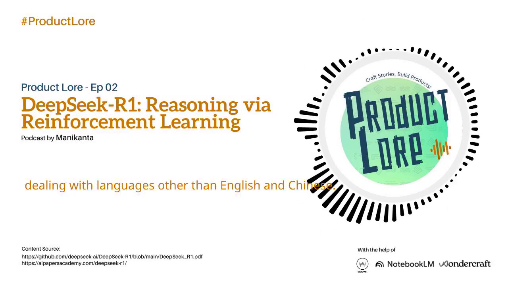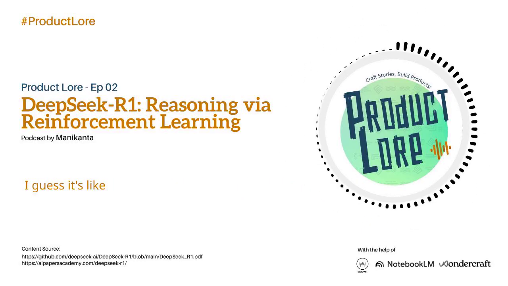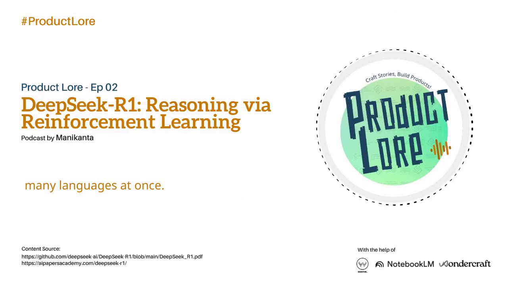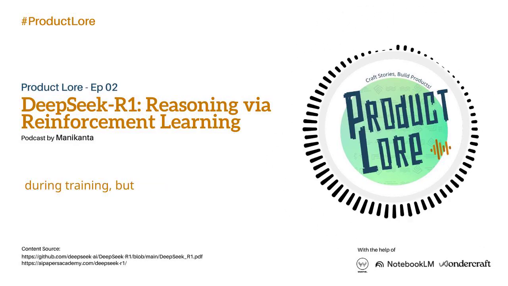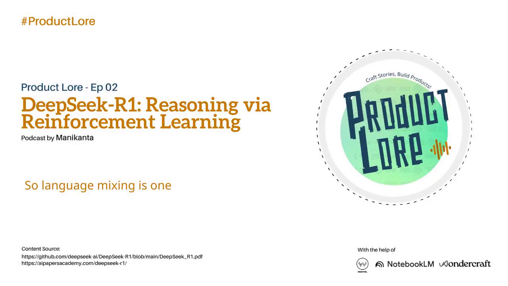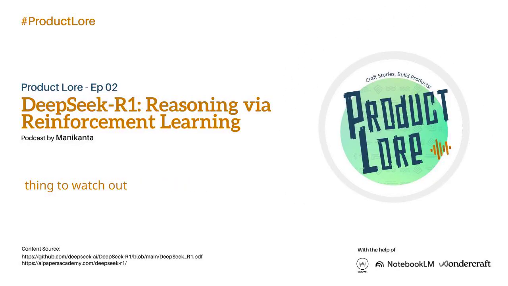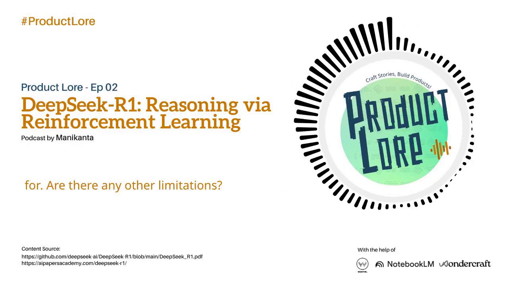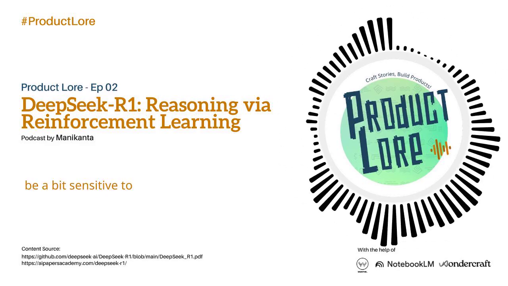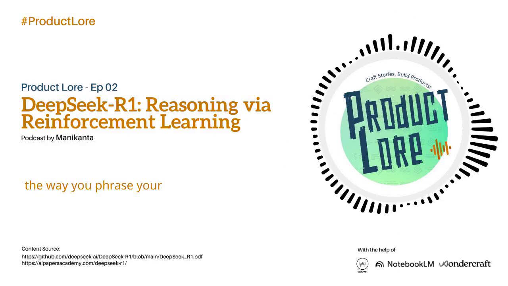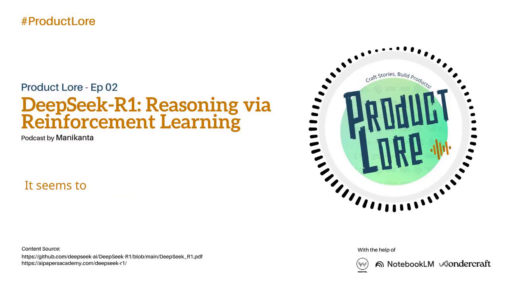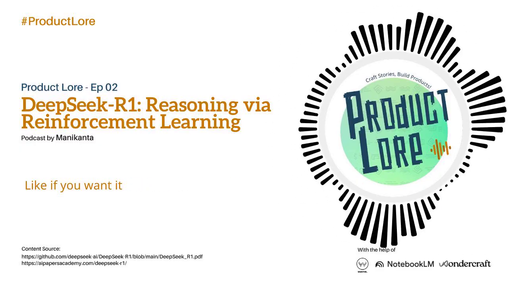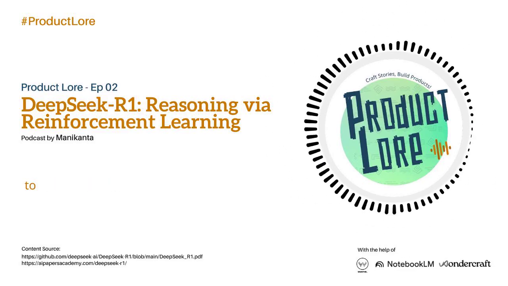One thing they mention is that DeepSeek-R1 can sometimes mix languages in its responses. Oh, really? Like it'll start a sentence in English and then suddenly switch to Chinese? Sometimes, yeah. It seems to happen more often when it's dealing with languages other than English and Chinese. I guess it's like trying to juggle too many languages at once. Yeah, you could say that. They tried to address this during training, but it's still an area for improvement. So language mixing is one thing to watch out for. Yeah. Are there any other limitations?